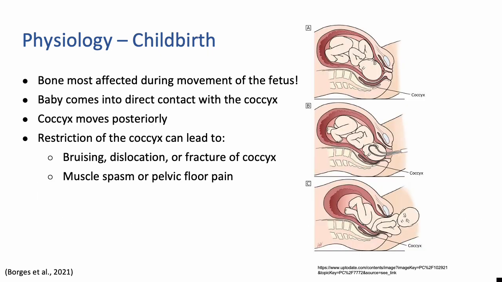So in terms of childbirth, the coccyx is the bone that is actually most affected during movement of the fetus during delivery. So the baby comes into direct contact with the coccyx. Sometimes when there is maybe some hypomobility of that coccyx, or it's not able to move, you might even see some bruising or scraping on the baby's head. The coccyx is supposed to move posteriorly, and restriction to the coccyx can lead to bruising, dislocation, or fracture of the coccyx of the person giving birth, as well as muscle spasm or pelvic floor pain.